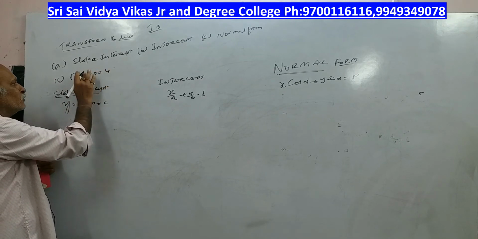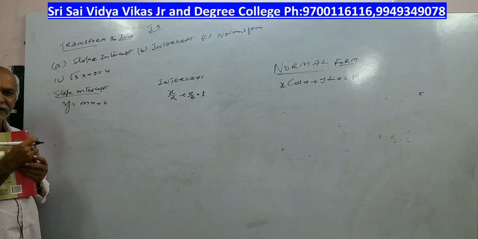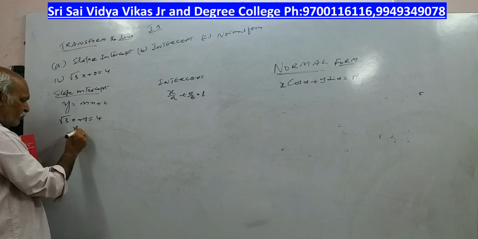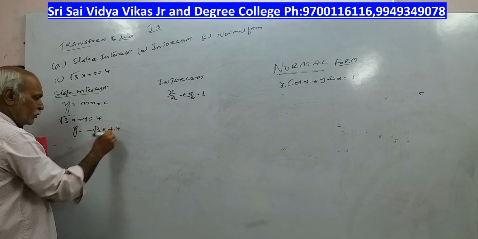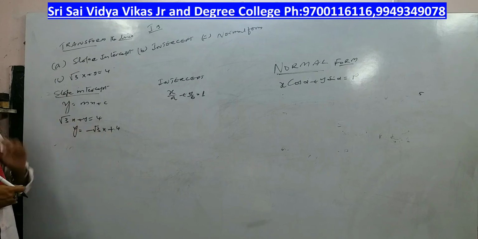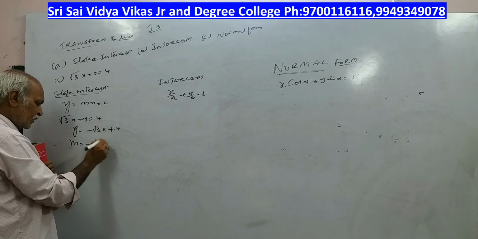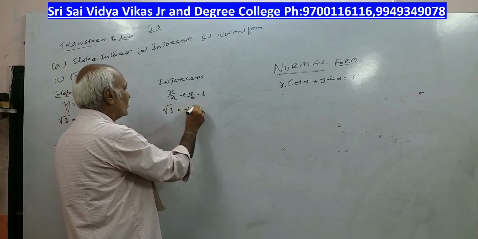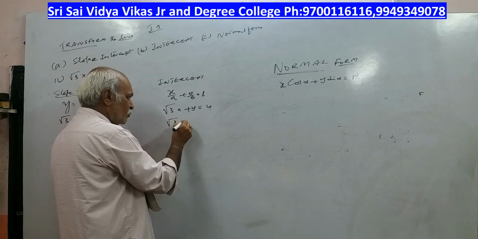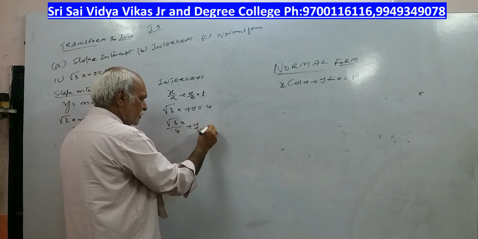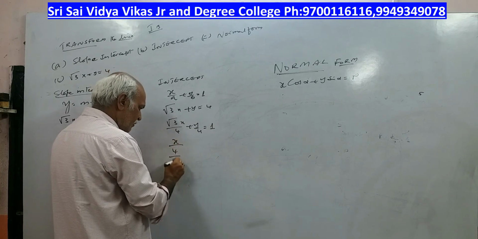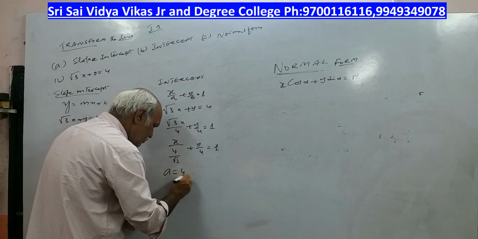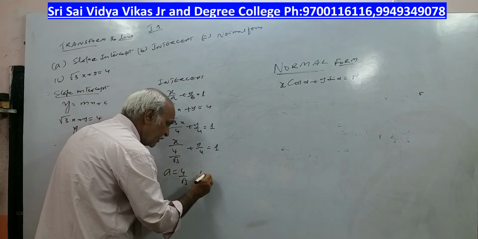Root 3x plus y is equal to 4. Y is equal to minus root 3x plus 4. You have to convert like this, y is equal to something. So, what is the m value? Minus root 3, c value 4. Next, we have to convert this formula. Root 3x plus y is equal to 4, so root 3x by 4 plus y by 4 is equal to 1. So, x by 4 by root 3 plus y by 4 is equal to 1. What is the a value? 4 by root 3 and b is equal to 4.